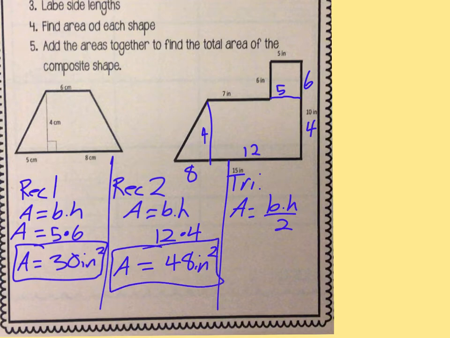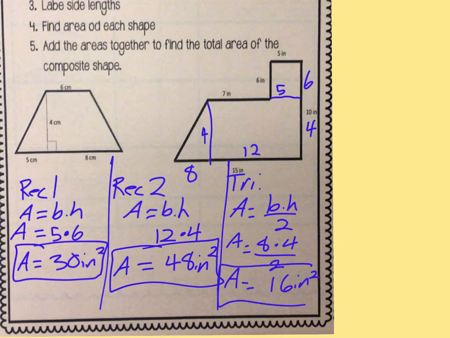Then we go to our triangle. We have a base. It is 8. We have a height of 4. So we have 8 times 4 is 32. And 32 divided by 2 is 16 inches squared. So there we go. We got our 3 measurements. We are now going to go 30 plus 48 plus 16. And we get 94 centimeters squared.